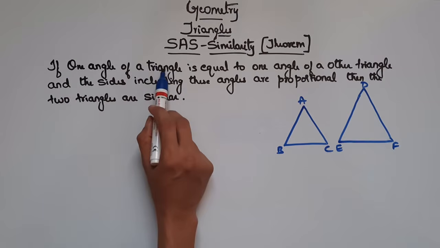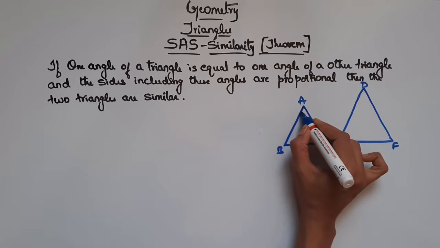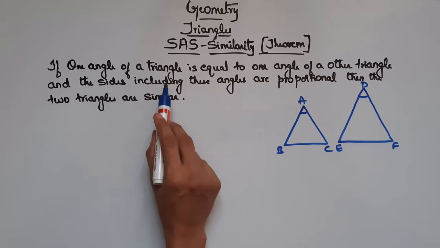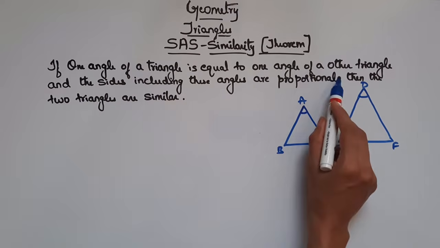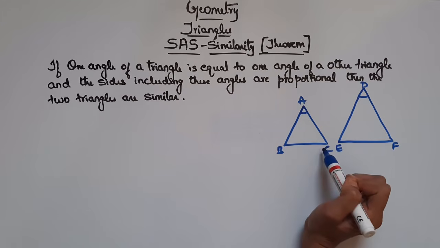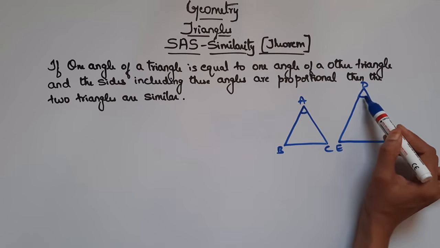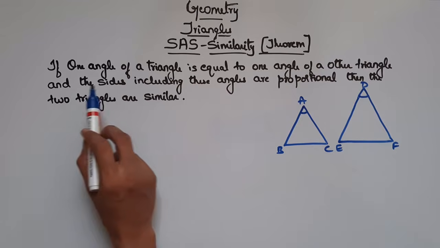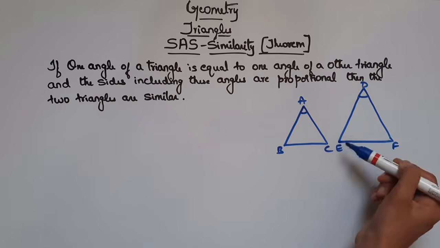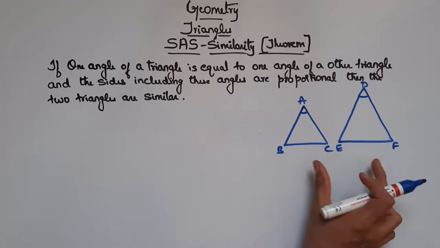If one angle of a triangle is equal to one angle of the other triangle, let's say angle A is equal to angle D and the sides including these angles are proportional. So in triangle ABC, the side including this angle is AB and AC, right? And in triangle DEF, the sides including this angle is DE and DF. The sides including these angles are proportional. That means AB by DE is equal to AC by DF. Then these two triangles are similar.